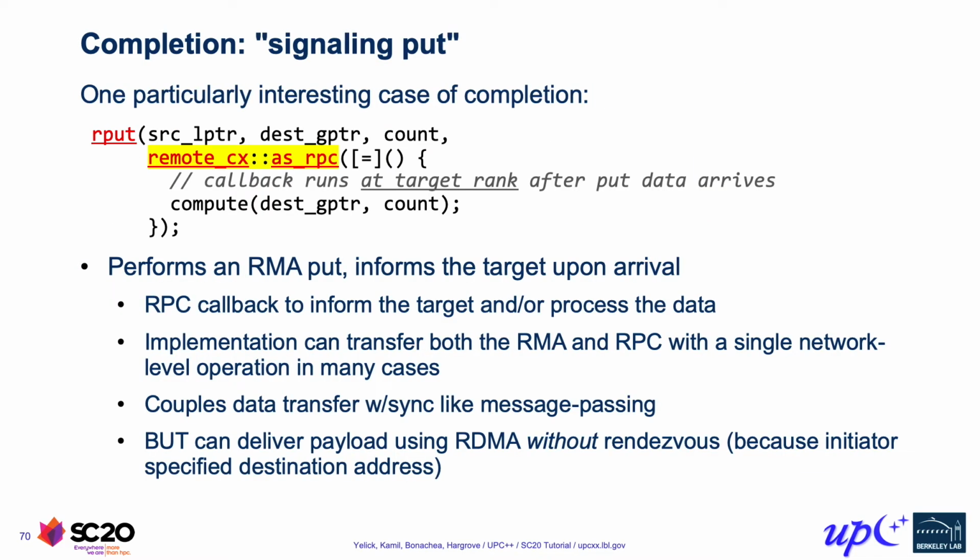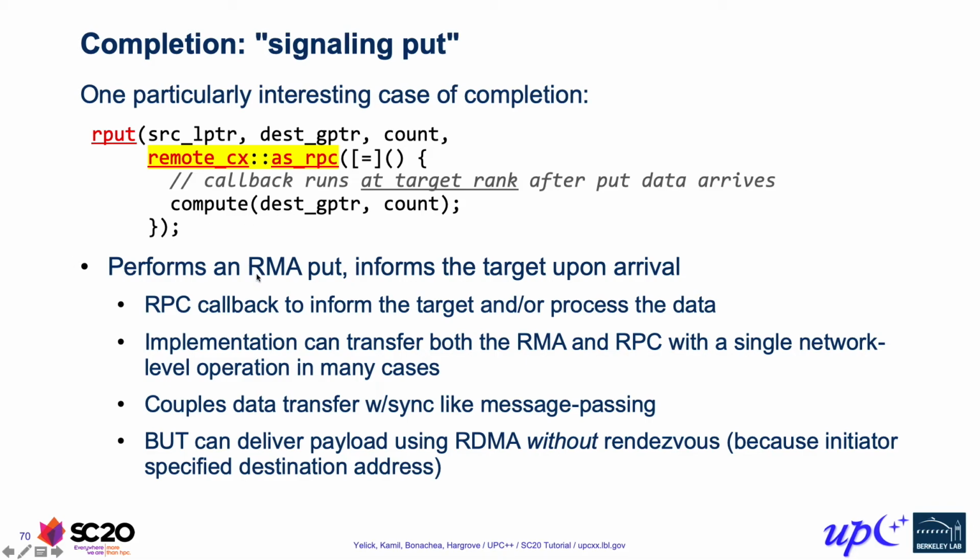Another interesting case of non-default completion is to enqueue a callback over at the remote end. So this is particularly useful for something like rput, where we're doing a one-sided copy of data over to some potentially remote destination, and we want to notify the target that the data have arrived. And so the way that we can do that is there is a remote completion event that gets triggered when the data have arrived. We can provide an RPC callback to be run when that happens. And so here we've actually provided some computation function to consume the data that have been transferred.